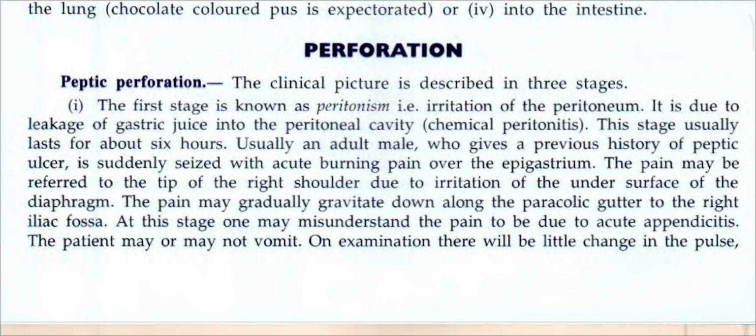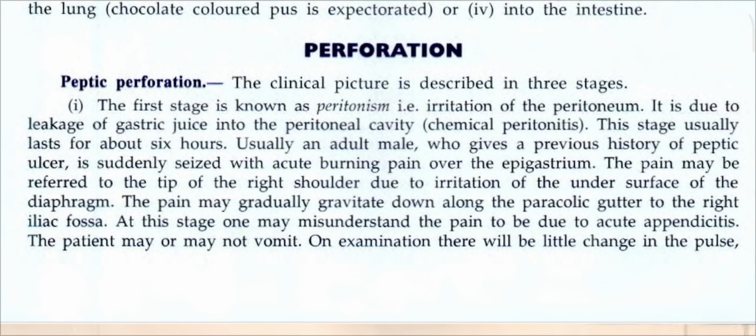The first stage is known as peritonism, that is, irritation of the peritoneum. It is due to the leakage of the gastric juice into the peritoneal cavity, chemical peritonitis. This stage usually lasts for about 6 hours. Usually an adult male who gives a previous history of peptic ulcer is suddenly seized with acute burning pain over the epigastrium. The pain may be referred to the tip of the right shoulder due to the irritation of the undersurface of the diaphragm.